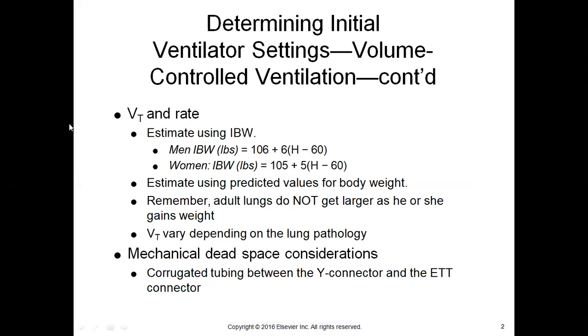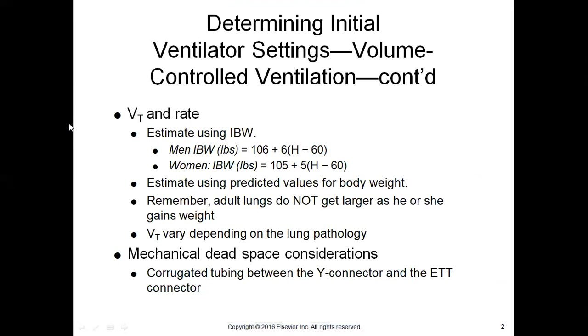So if we have a patient that's 72 inches tall, and we minus that by 60, that's 12. So we take 6 times 12 is 72, and add that to 106. That gives us 178. And then if we divide that by 2, that's roughly 89 or 90 kilos. So at that point, once we have that patient's ideal body weight in kilograms, now we can start making decisions on how much tidal volume we need to give this patient.